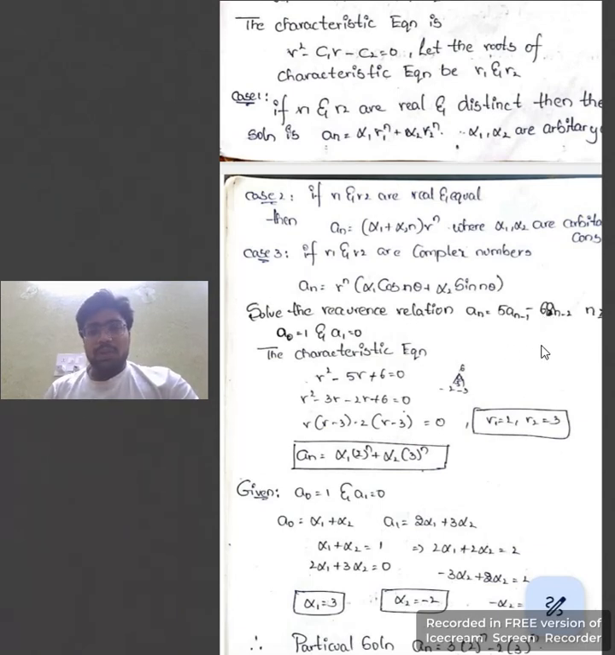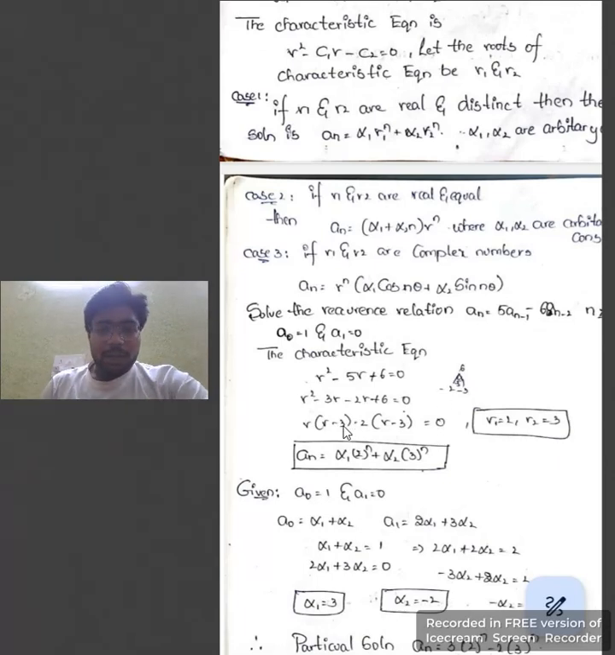Let us find the order of this equation. Let us consider a n minus 2 equal to 0, n minus 2 equal to 0. Here the order will be 2, and also given that a naught equal to 1 and a1 equal to 0. We know that the characteristic equation is r square minus 5r plus 6 equal to 0, because by transferring this to this side we can get this. By solving the quadratic equation we can find r1 and r2. Here r1 is 2 and r2 is equal to 3.